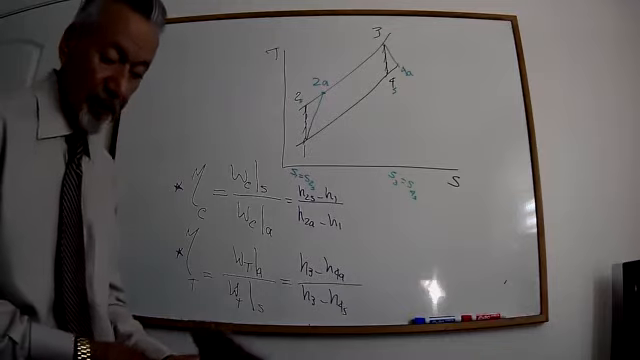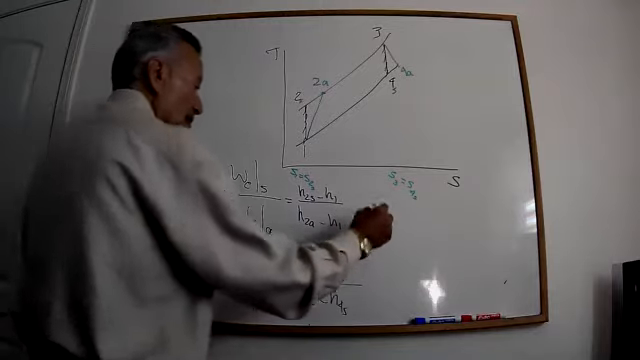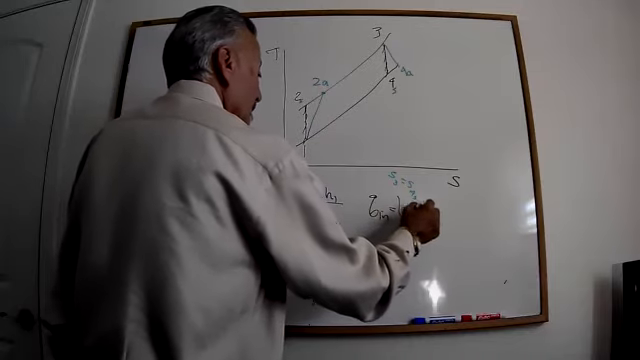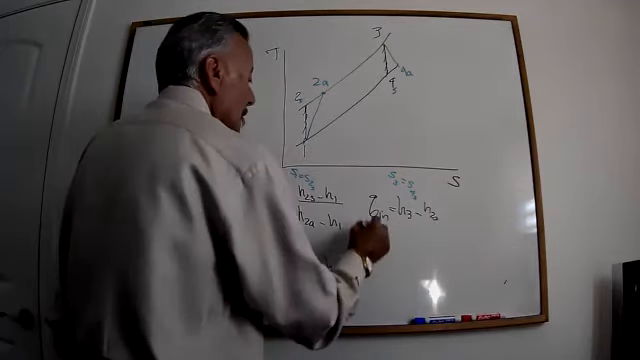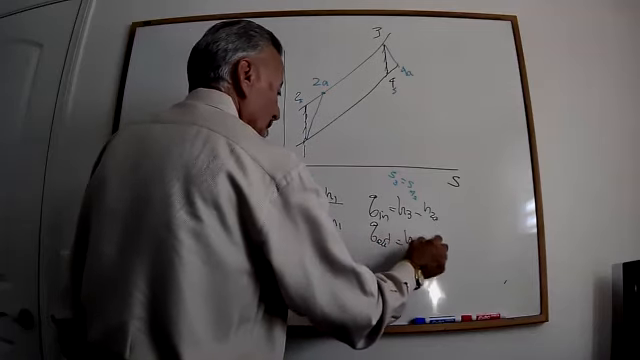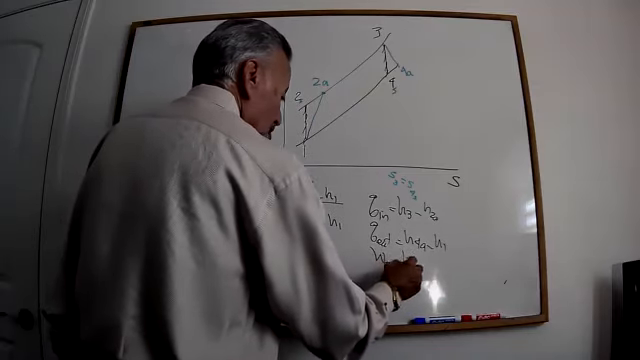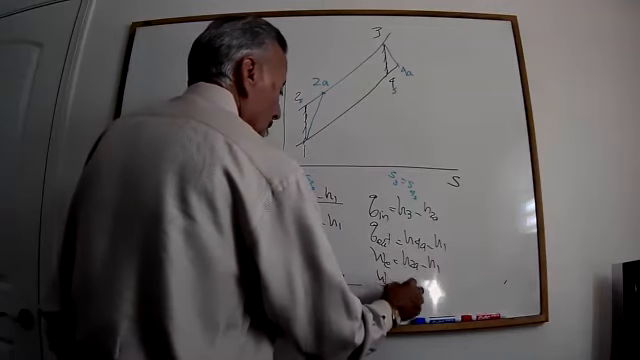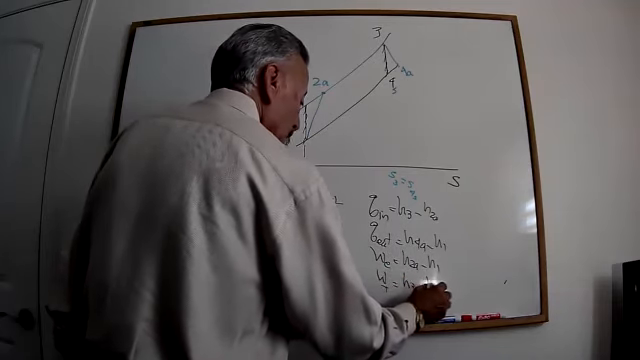Once you find those values, then you have to include it in your calculation. So, for instance, Q in becomes H3 minus H2a, not H2. Q out would be H4a minus H1. Work of a compressor is H2a minus H1. Work of a turbine is H3 minus H4a.